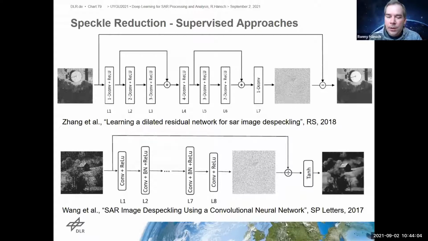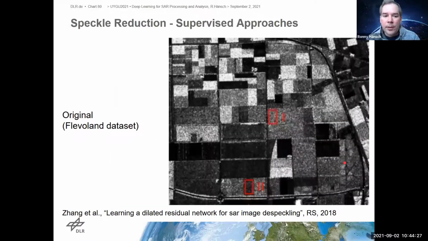So here you see the architecture of those two exemplary papers that tried that. It's very much the same. So it's usually a residual architecture. This means that you try to estimate the speckle and then subtract it or divide it from the image, right, in order to produce a speckle-free version. And it works very well.